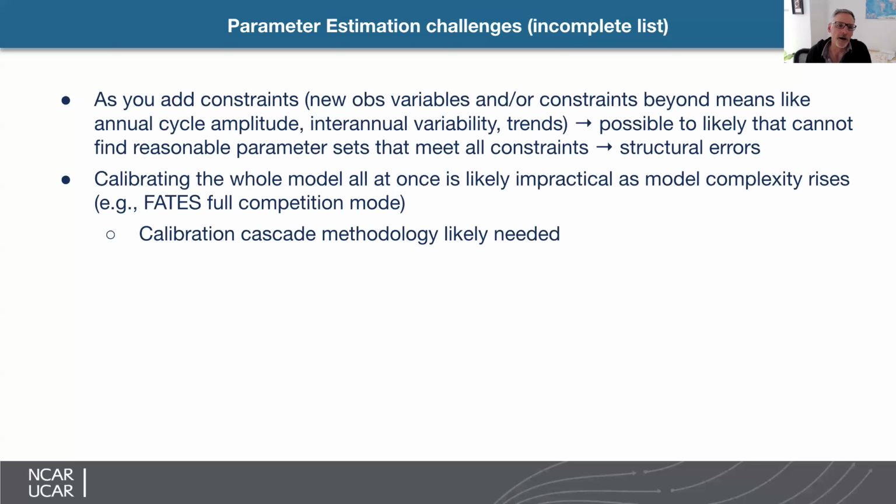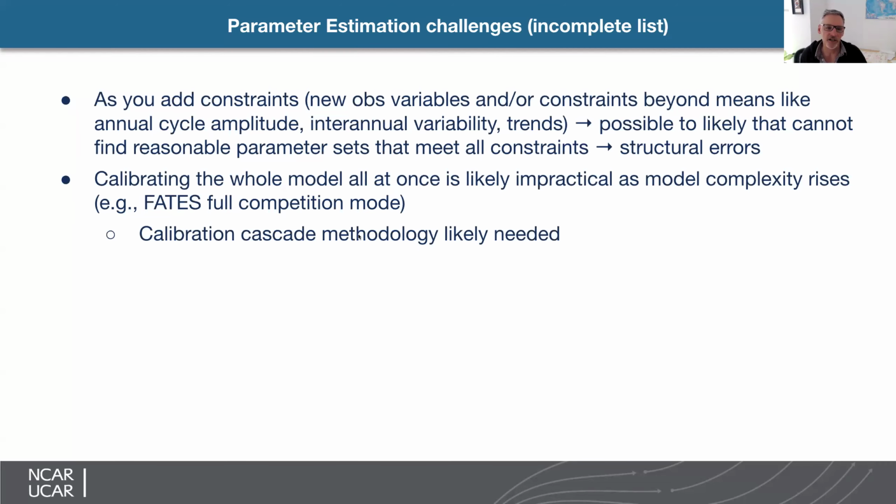And then others: as you add constraints, new observations or variables, and move beyond things like means towards annual cycle amplitude and interannual variability trends, it is likely that you cannot find reasonable parameter sets that meet all the constraints, probably highlighting structural errors in the model. So how do you deal with that? And finally, calibrating the whole model all at once is likely going to be impractical, especially as model complexity rises, especially in things like the full phase, full competition mode. Therefore, we most likely need to develop methodologies for what we call a calibration cascade, where you start picking off pieces of the model and calibrating them individually, holding some things constant as you step through the model complexity.